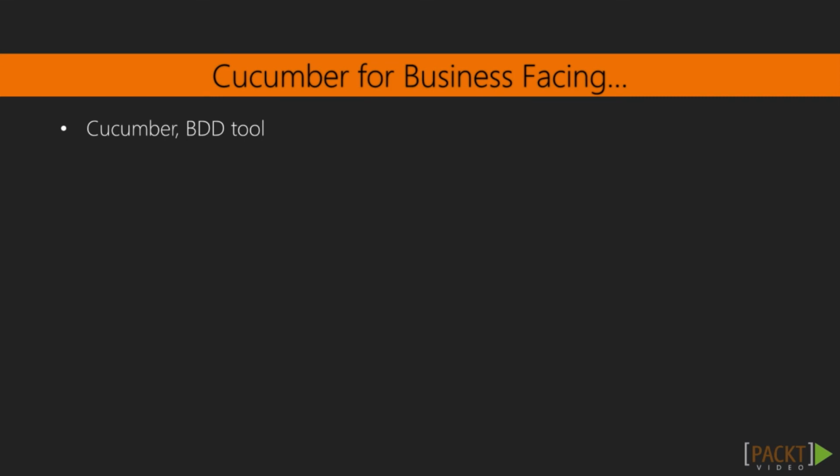You can write your own tests in a business-facing fashion by using a BDD tool. We covered Cucumber in this course. There are other tools available for behavior-driven development, such as JBehave. Cucumber can help you write specifications by using examples in plain text that anyone can read and understand.